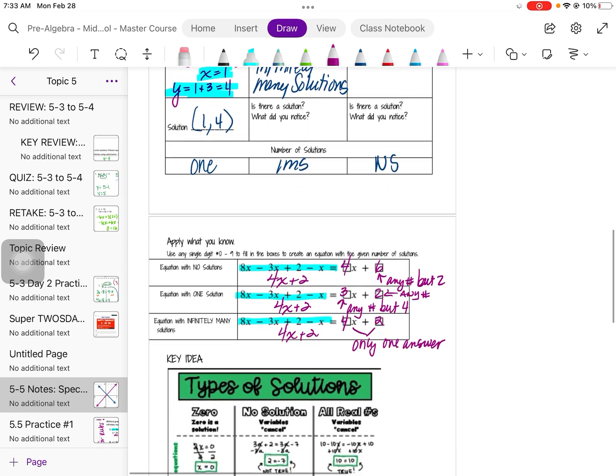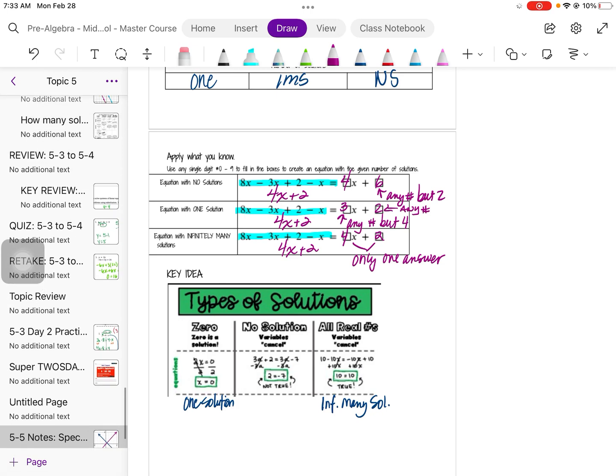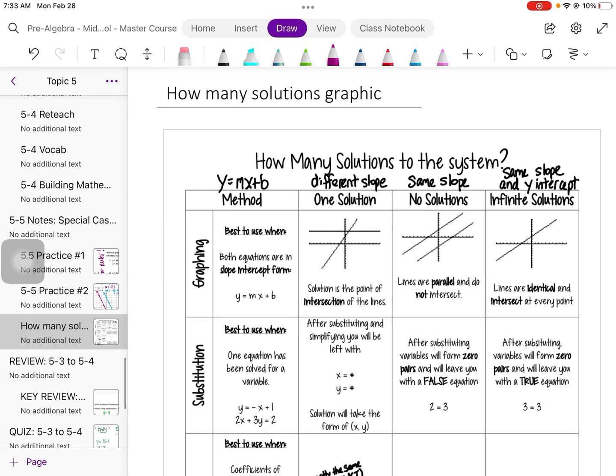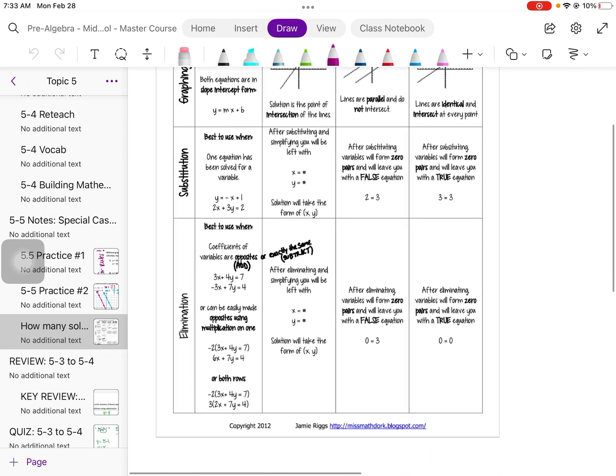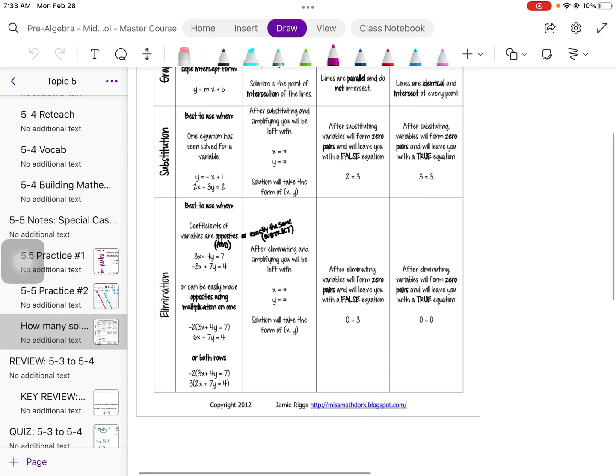All right, friends, please take some time to study that. I think in your notes also, we put this graphic organizer in there for you as well, so you can go back and study that also. This is a great way to determine the number of solutions by looking at the graphs, by solving it using substitution, or by solving it using elimination, okay?